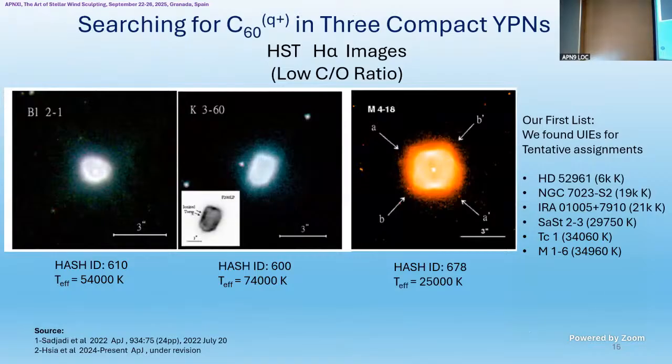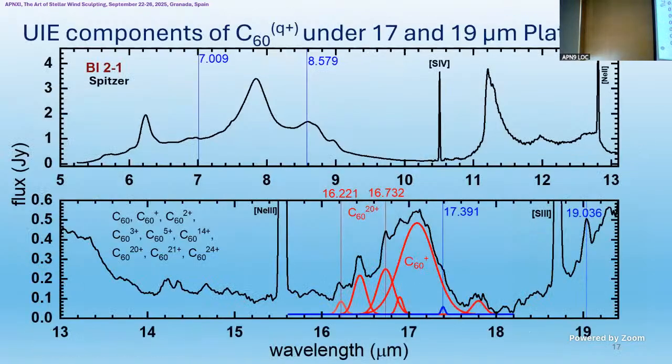These 3, the first one is P1. We found one or two, okay, this is tentative, I said. I'm careful about not saying identification. Tentatively, we found the signature of a large number of them just under the plateaus of the 17 micron and the 19 micron.